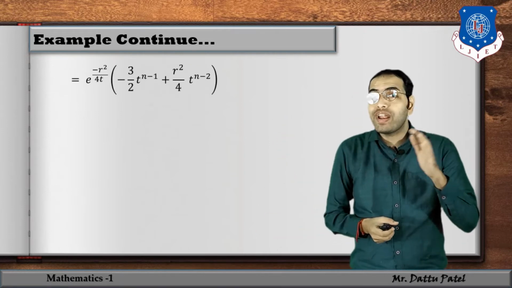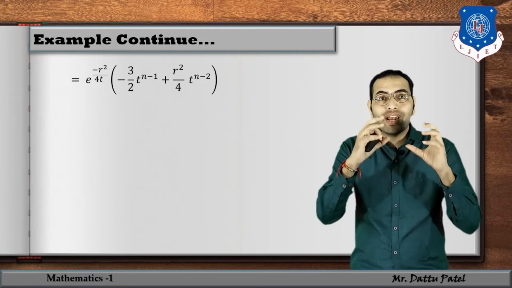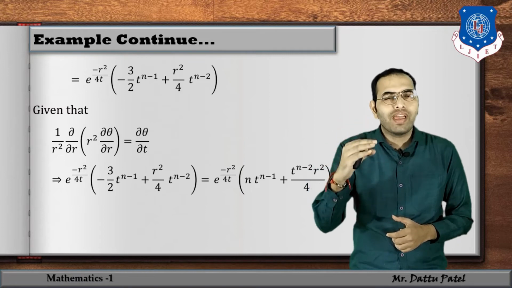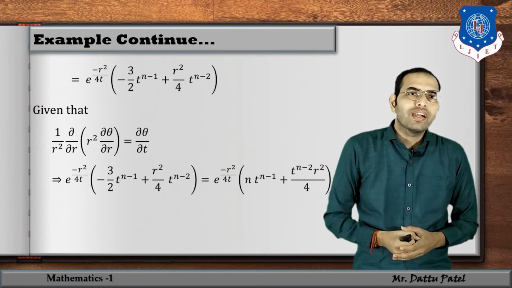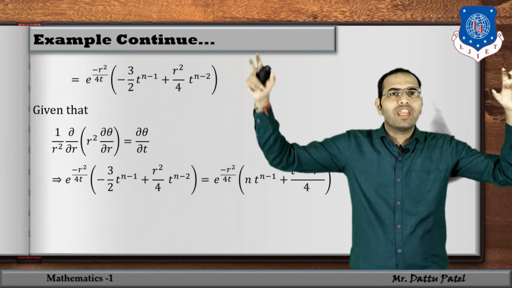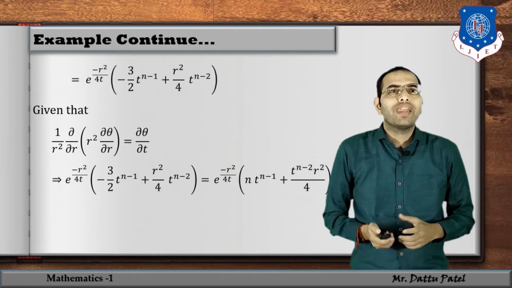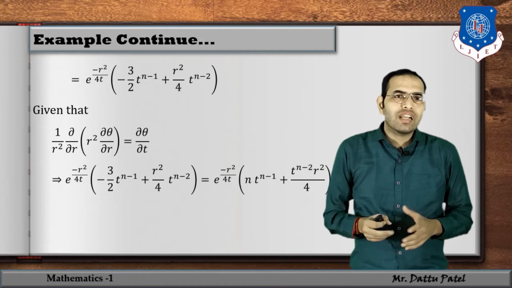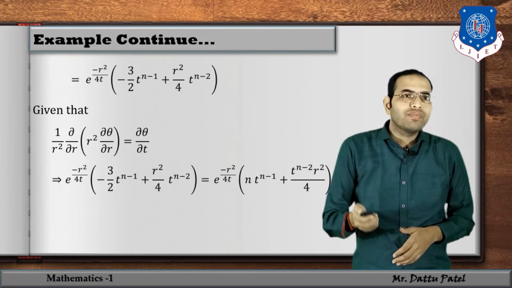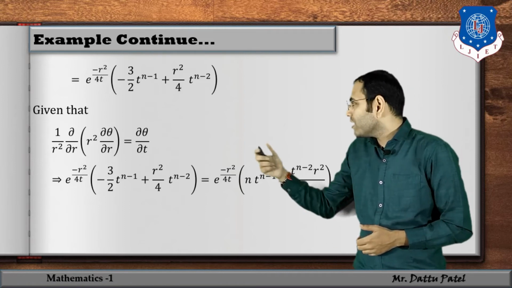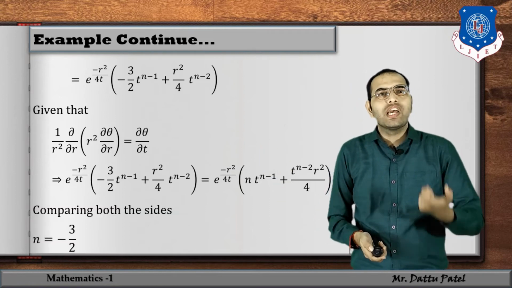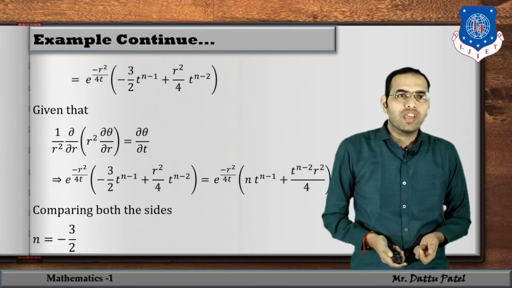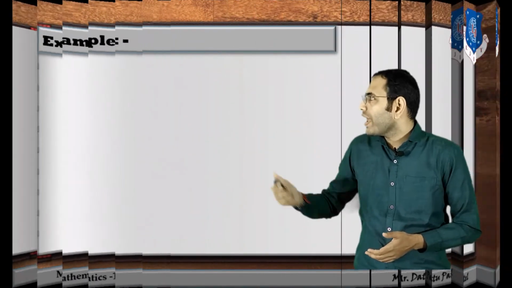Now we have to find the value of n. We have the already given data, that is 1 upon r square del by del r of r square into del theta by del r equals del theta by del t. Substituting equation number 1 and equation number 2 and comparing both sides, almost all terms cancel out on both sides except n. Then n becomes minus 3 by 2. That is exactly the value of n that we had to find, for which this condition holds. Now let's see one more example.